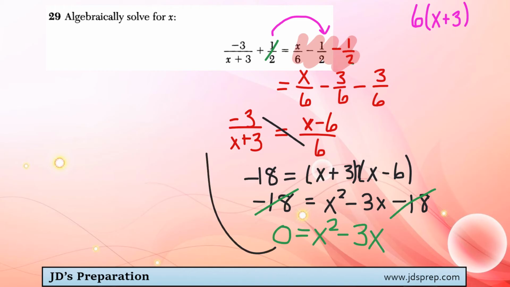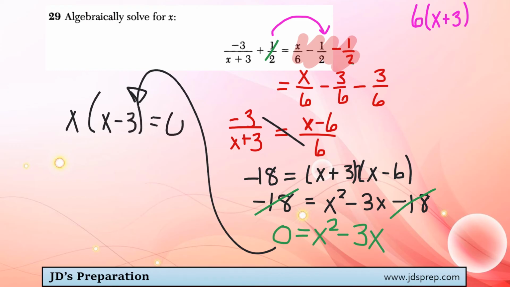I'm just going to move up here to finish this question off. Now, if we try to factor this, we can factor out a common factor of x. So we get x multiplied by x minus 3 is equal to 0. And this means that x can equal either 0 or 3.